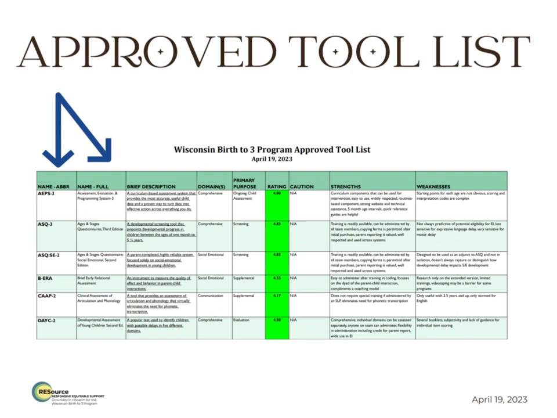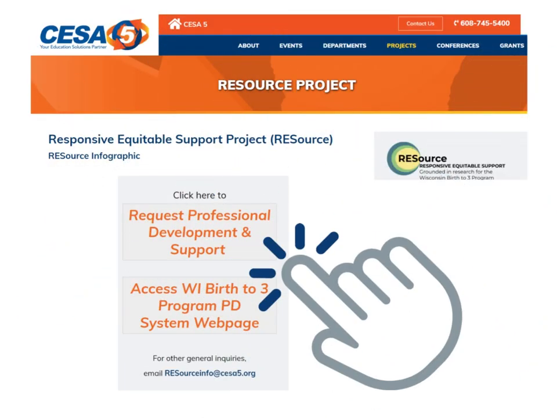As you can see, each tool has an abbreviated name and a full name. Oftentimes, we use that abbreviated name to describe tools, so we thought it was important to include both. And then you will see the categories that were described: the description, the domain, the purpose, the rating and the color coding, the caution category, and the strengths and weaknesses. We're happy to answer questions you may have about the list and all of its parts.